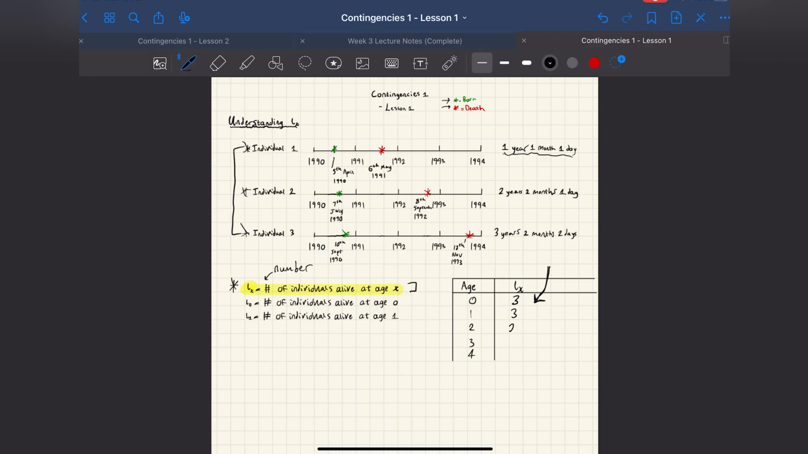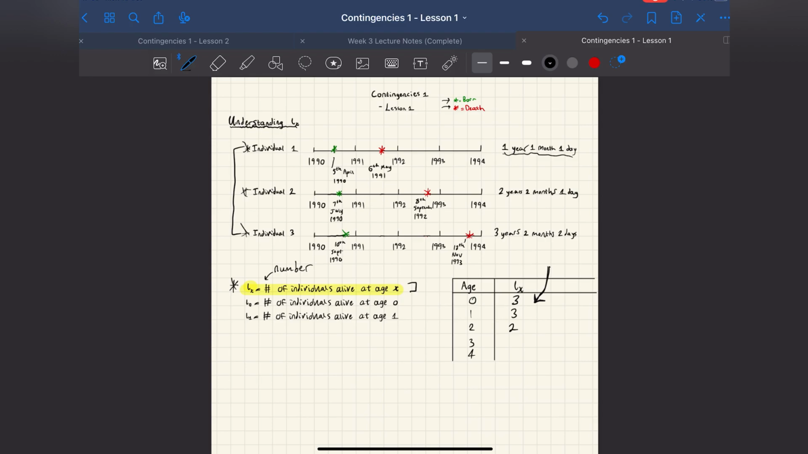L2 would be 2, why? Because individual 1 wasn't alive during their 2nd birthday. They died before they turned 2, therefore they wouldn't be included in this L2 count. However, individual 2 and individual 3 would be.